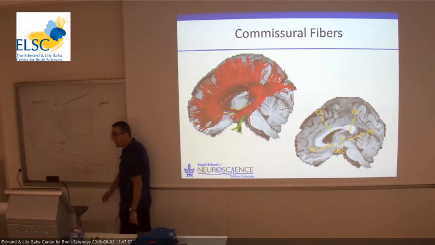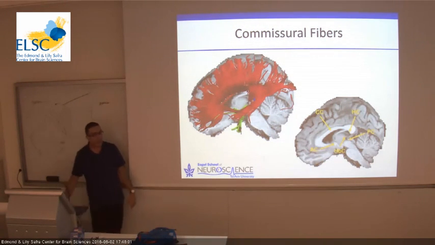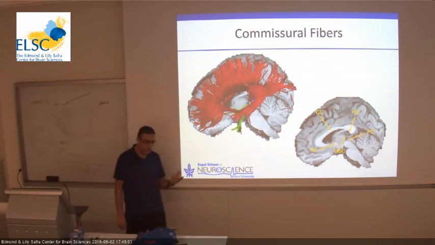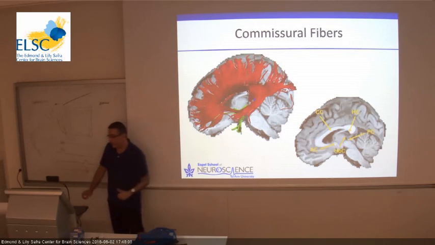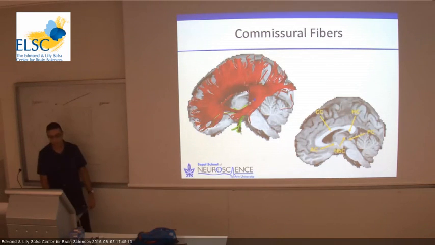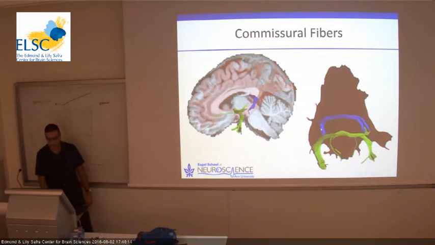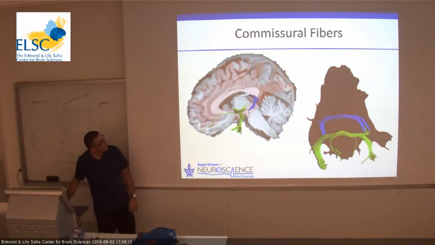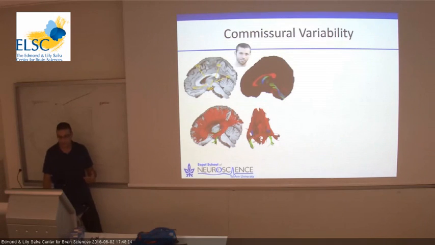And from those five, we looked at three of them, the corpus callosum, hippocampal, and anterior commissure, and reconstructed those for all the different mammals. So this is what you see in the human brain. This is the corpus callosum. And behind it, I will just dim the corpus callosum a bit, there is the hippocampal commissure in blue and the anterior commissure in green. So we can reconstruct that for all the different fiber systems.